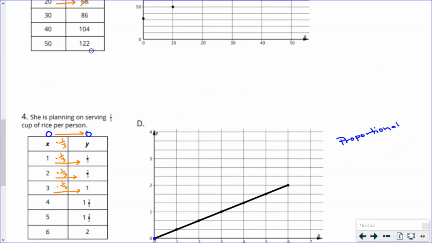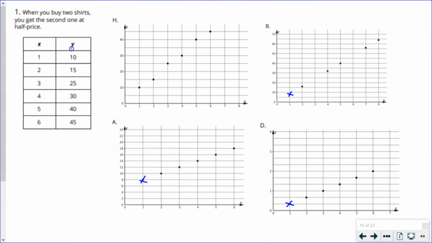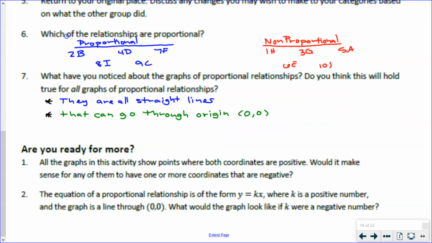So we are going to see this for all proportional graphs. Will we see this for all proportional graphs? Yes, because 0 times k, remember k represents our constant of proportionality. 0 times any number is always going to be equal to 0. Therefore, it's always going to go through the origin.